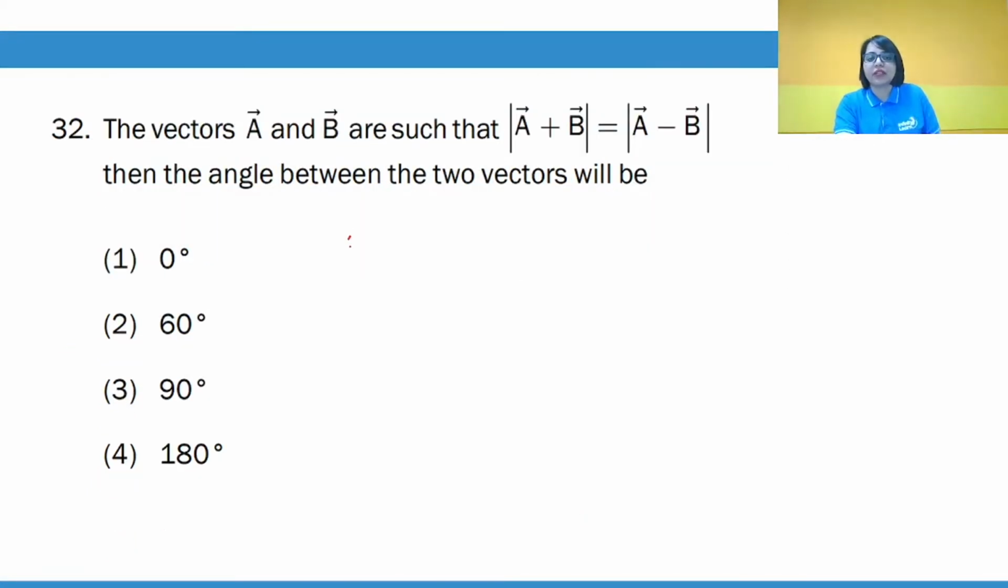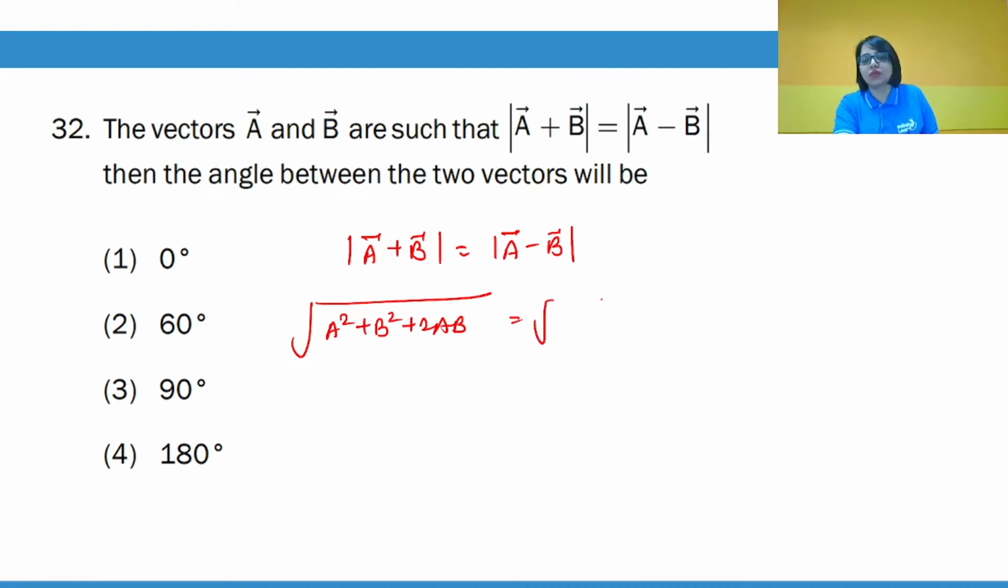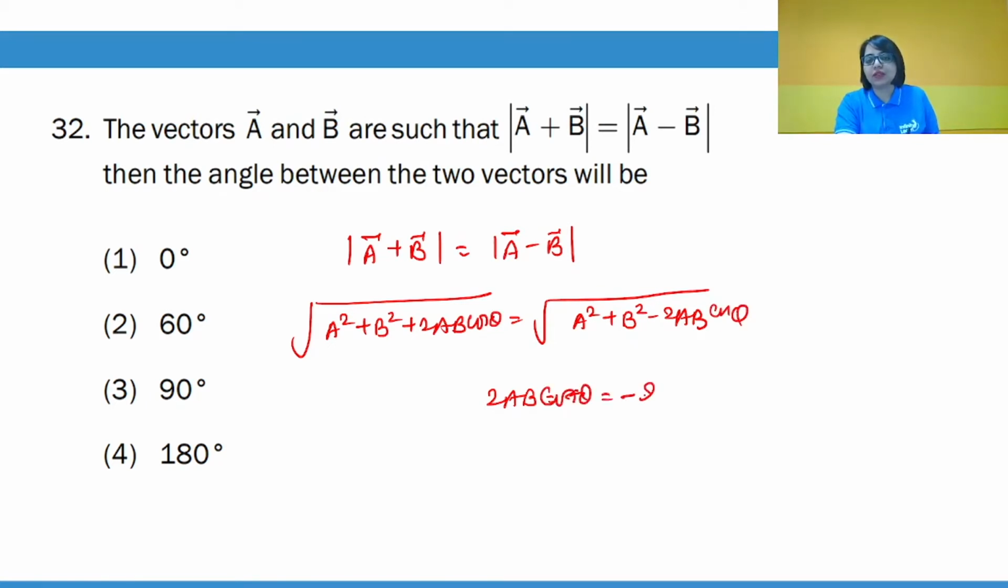We have magnitude of a vector plus b vector is equal to magnitude of a vector minus b vector. So you can write it as square root of a square plus b square plus 2ab cos theta is equal to square root of a square plus b square minus 2ab cos theta. Square on both the sides, you will get 2ab cos theta is equal to minus of 2ab cos theta. So you'll get 4ab cos theta is equal to 0. So cos theta will be 0.